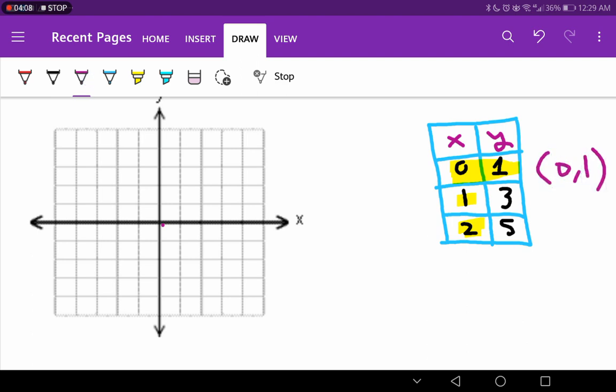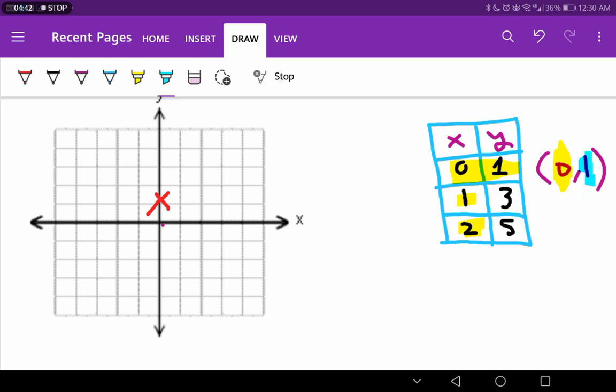How can I plot it? You learned it in grades 4, 5 and 6, and now you are able to plot it. But 0 and 1 means don't move left, don't move right, just move up one step. Teacher, how do we know? Because this number tells me how many steps I have to move left or right, and this one tells me how many steps I have to move up or down.